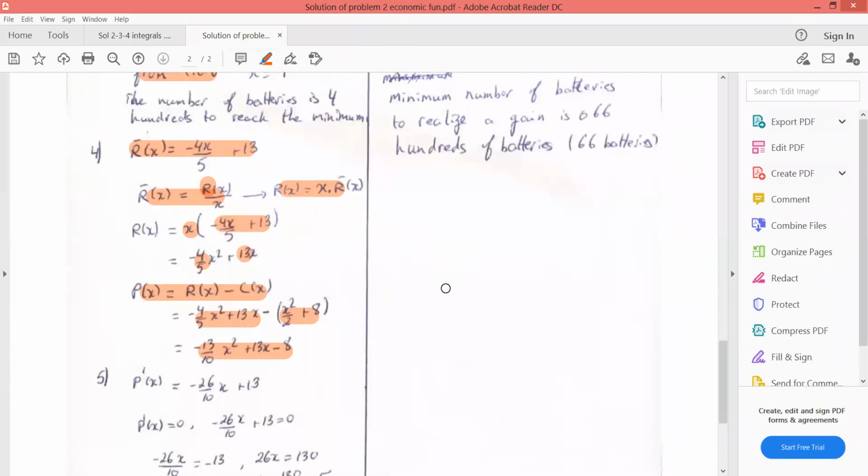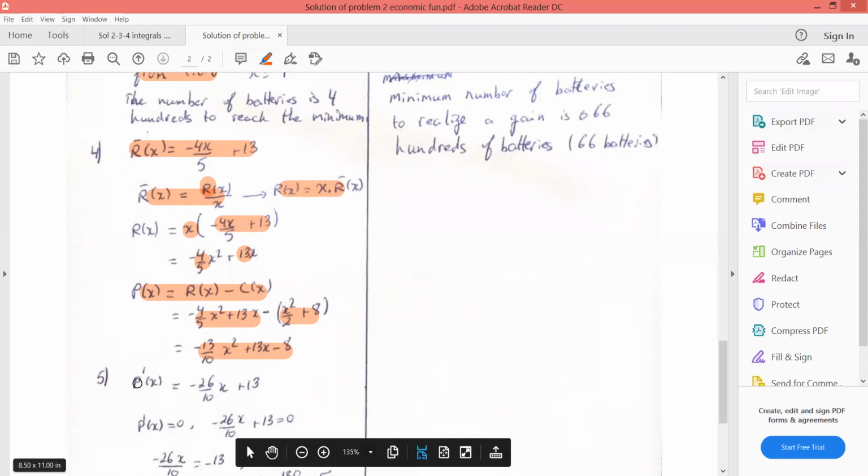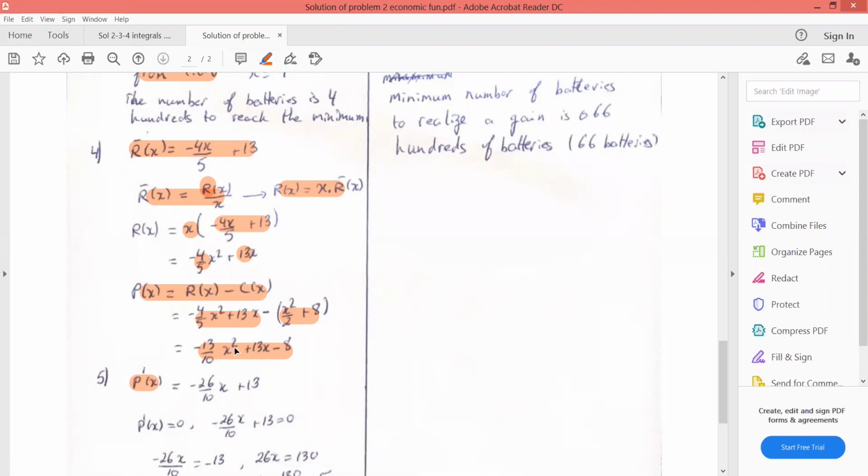Now it says study the variations of P on the interval and construct the table of variation. What is meant by study the variations? It means I have to calculate the derivative P prime of x. Derivative of x squared is 2x, multiplied by minus 13 over 10 you get minus 26 over 10 x. The derivative of 13x is 13, and the derivative of 8 is 0. Any questions so far?